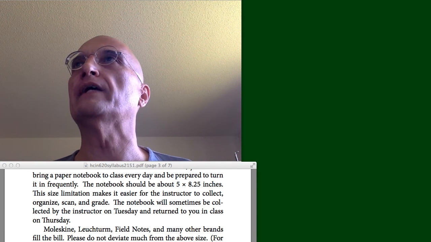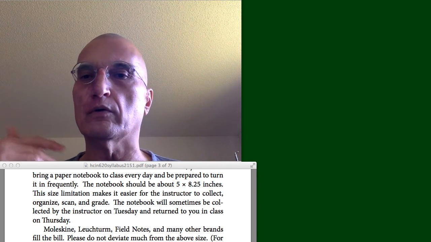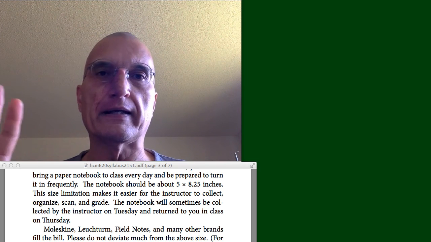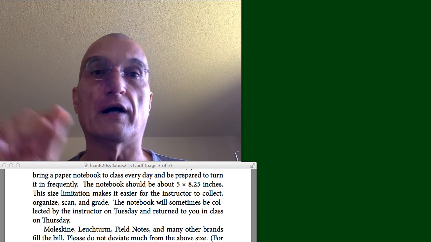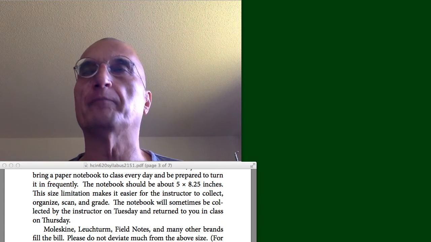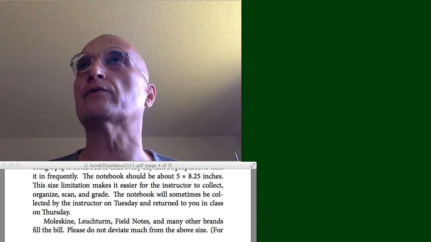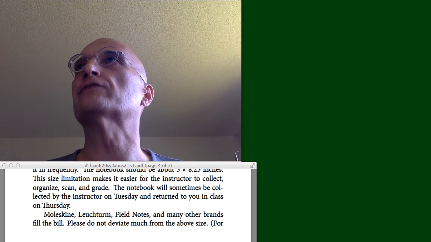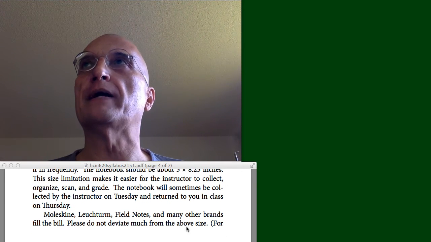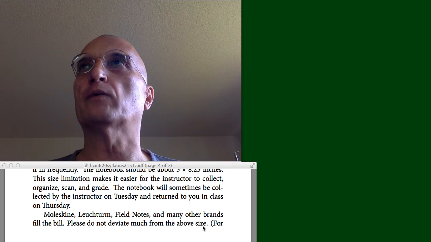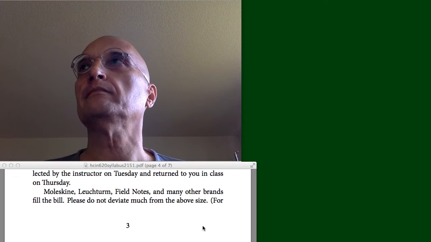I don't want you to deviate from the size. I don't care if it has a graph or plain or lines or whatever you want. There are some that have just dots instead of lines to help you draw straight lines. It just doesn't matter. But the size matters. Size always matters, no matter what the movie posters say.